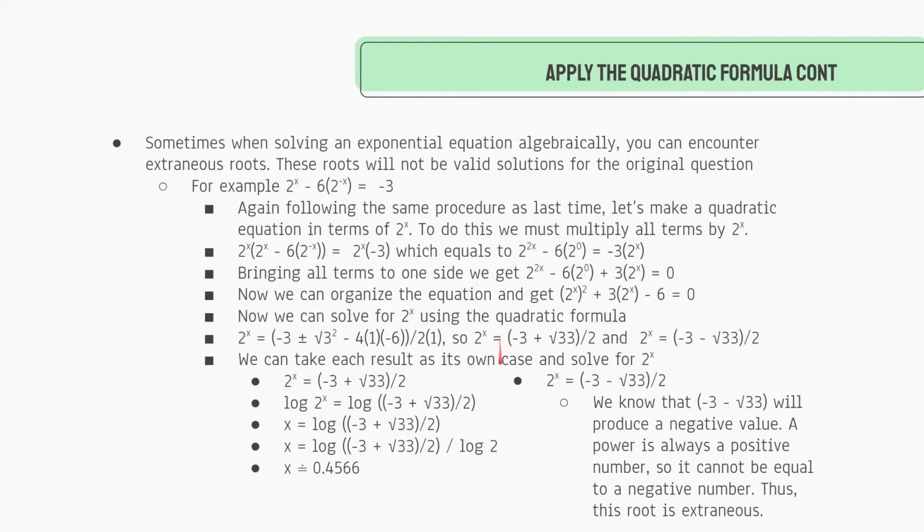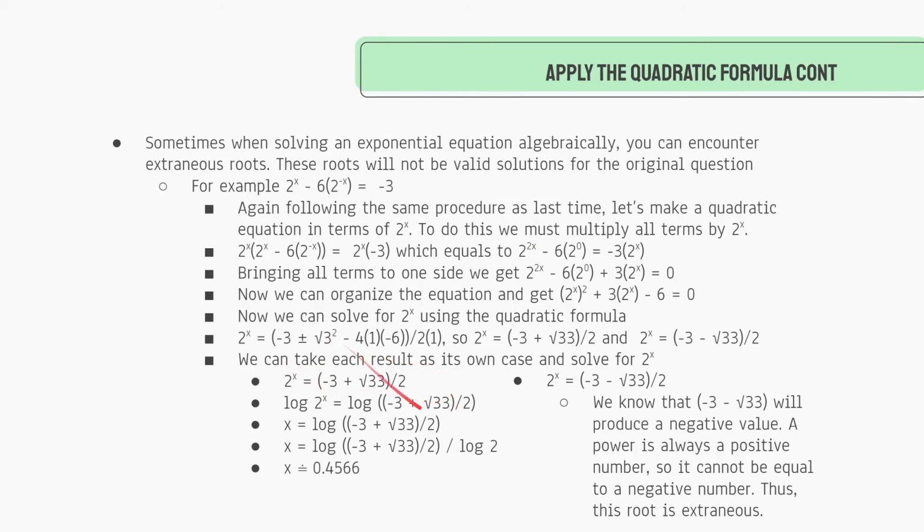So again, now that we have these 2 answers, we can try each one by itself and then solve for 2 to the power of x. So I took the left side, plugged it in here. Again, this is really easy. We've done this before. This is simply using logarithms to solve for x. Again, we could take the log of both sides, or we could have gotten log base 2 of this value here is equal to x and use that equation there.